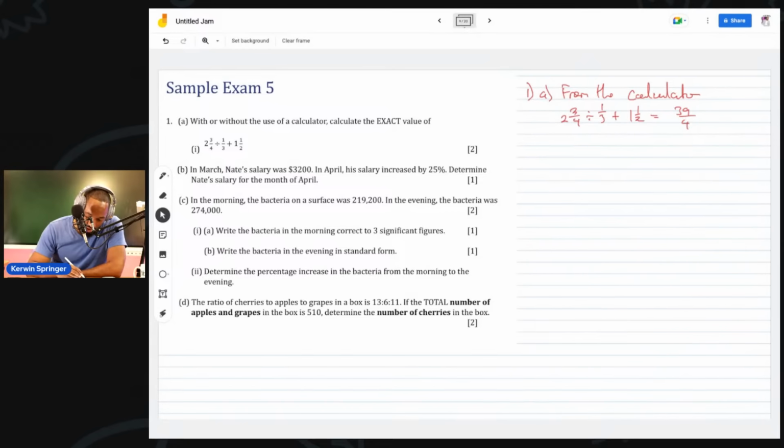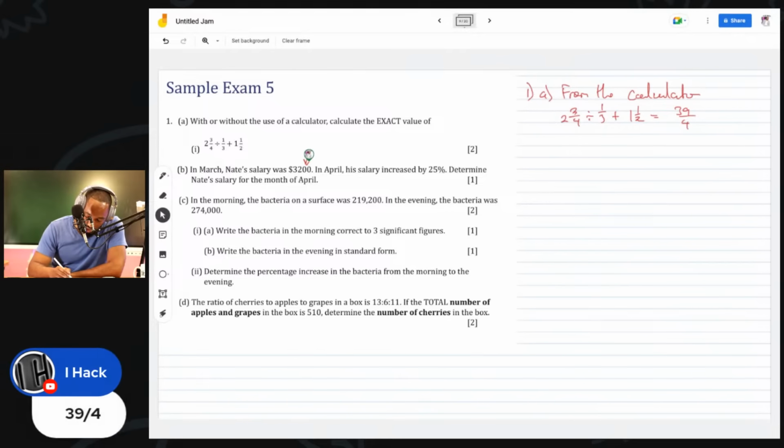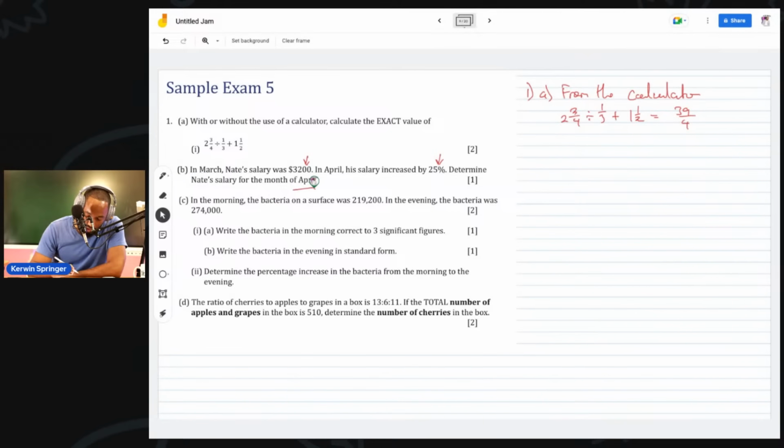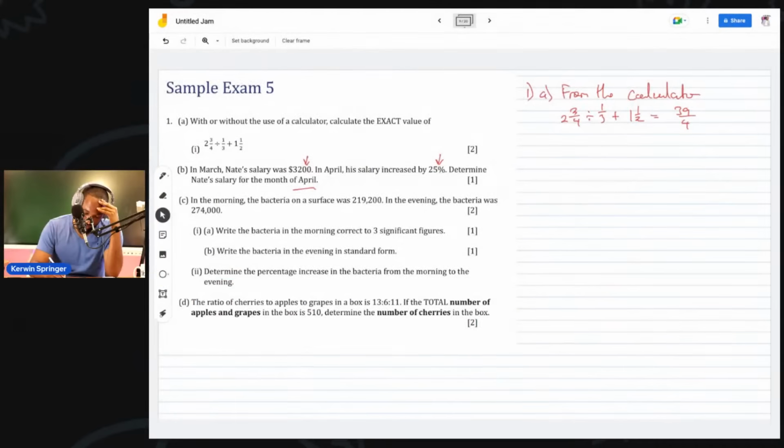Part B, in March, net salary was this amount. In April, salary increased by 25%. Determine the new salary. So they bring in percentage increase in 3 ways, and we didn't get to see the hard way. There's a way that they can bring it where they give you the final value and the percentage increase, and you have to equate the percentages. But this one is easy. It's a 25% increase.